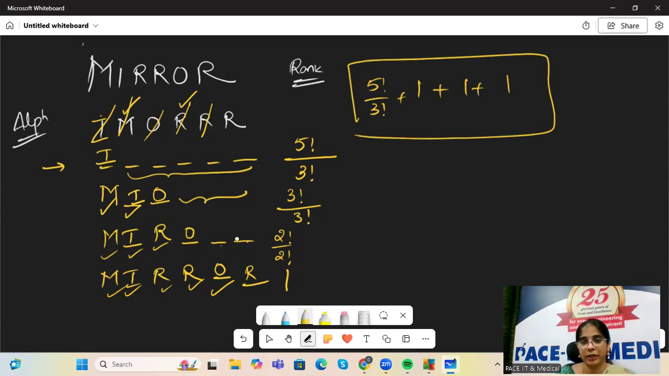Clear? So what is your 5 factorial by 3 factorial? 5, 4, 3 factorial by 3 factorial gets cancelled. 5 4's 20. 20 plus 3, that will be your 23 there, right?